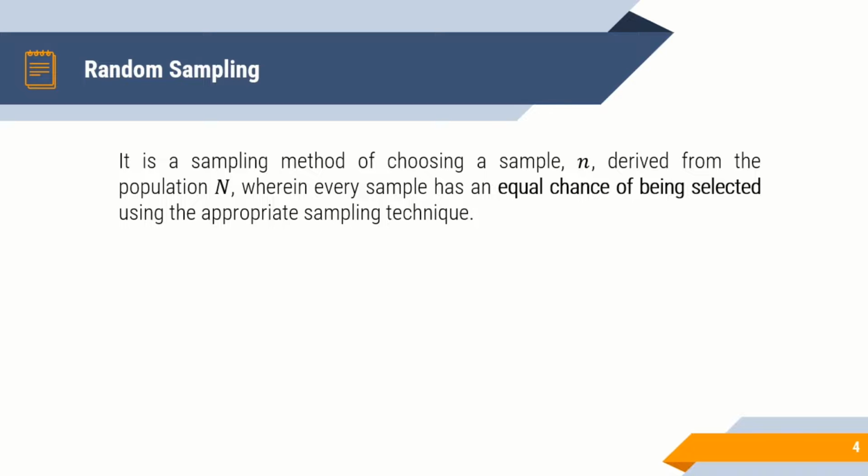So for example, when a teacher randomly picks an index card with the student's name written on it in order to know who she will call for the recitation. So, wala siyang sinunod na method kung sino yung pipiliin niyang magre-recite. She just randomly picks an index card without knowing whose name is written on it.